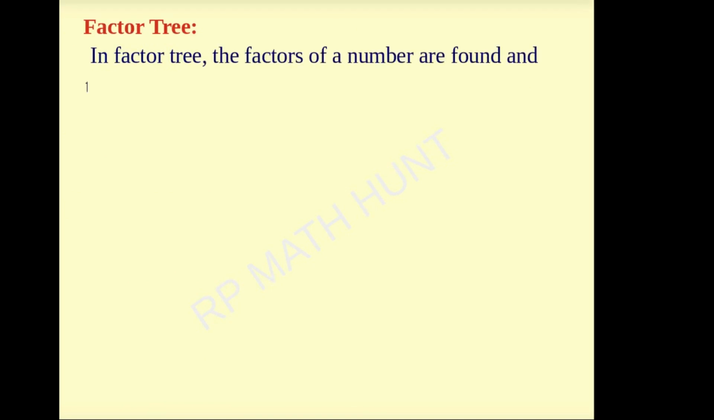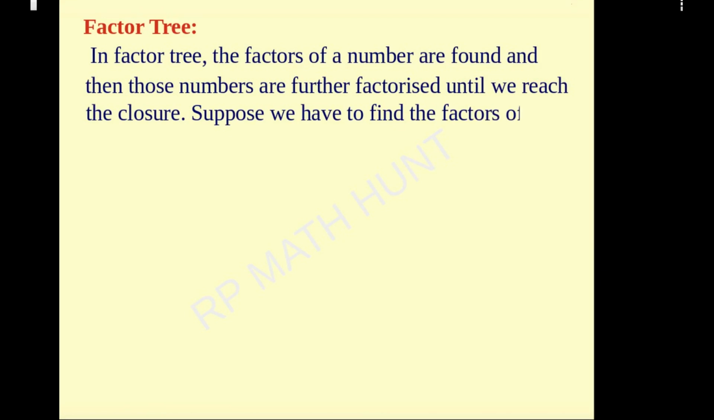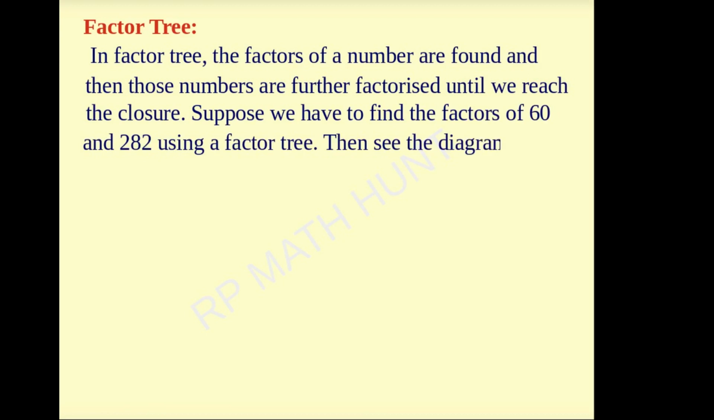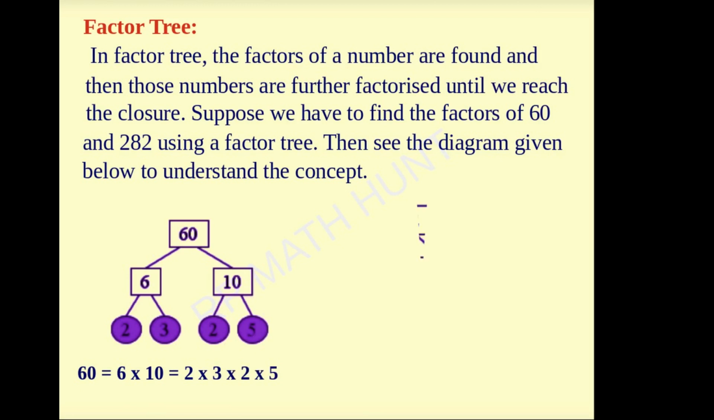Now let us discuss the factor tree. In a factor tree, the factors of numbers are found and then those numbers are further factorized until we reach closure. Suppose we have to find the prime factors of 60 and 282 using a factor tree. See the diagram given below to understand the concept. 60 is divided into 6 into 10. Again 6 is divided into 2 into 3, and 10 is divided into 2 into 5. Therefore 60 equals 6 into 10, that is 6 into 2 into 3 into 2 into 5.